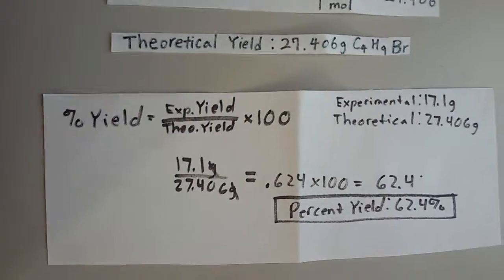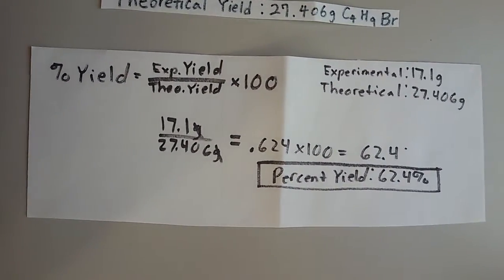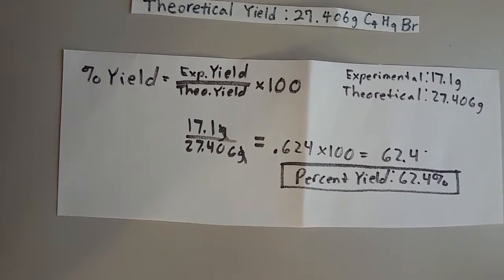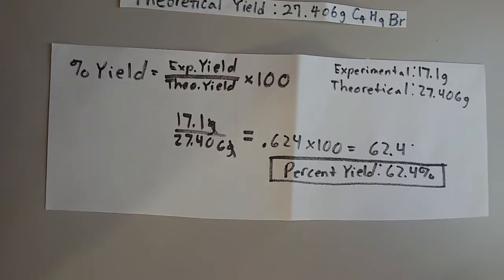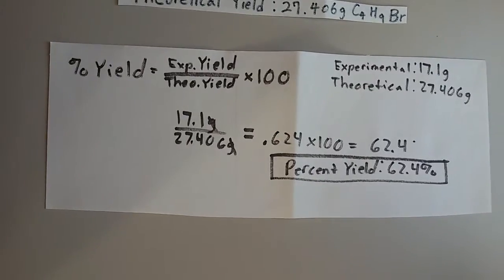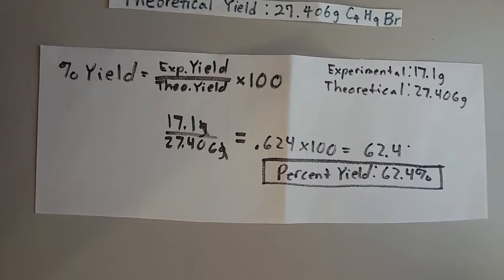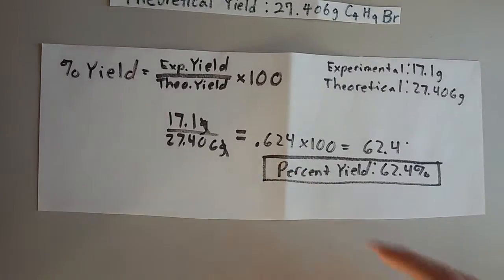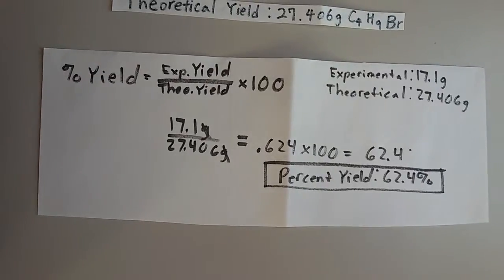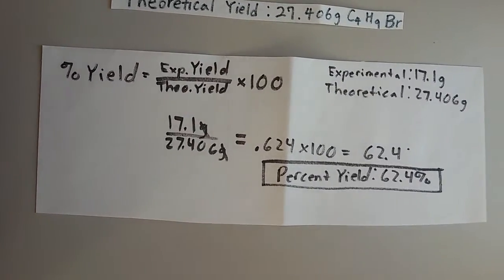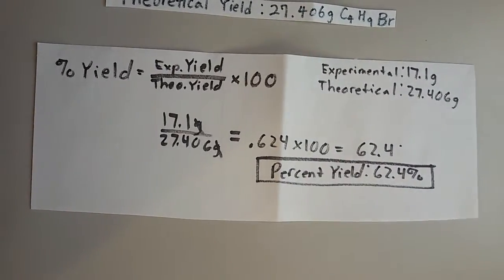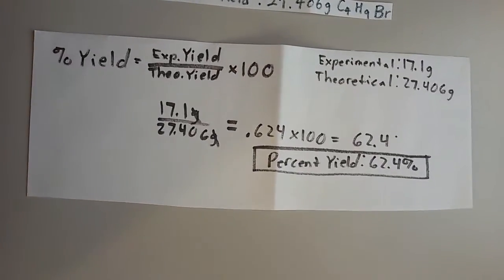Now, part B, determine the percent yield of C4H9Br. Percent yield is experimental yield divided by theoretical yield. We just got our theoretical yield, which is 27.406, and we already know our experimental yield from the problem, which tells us that we have 17.1 grams. So we simply take 17.1 divided by 27.406, which gives us 0.624, and then we simply multiply that by 100. And that gives us the answer to part B. Our percent yield is equivalent to 62.4%.